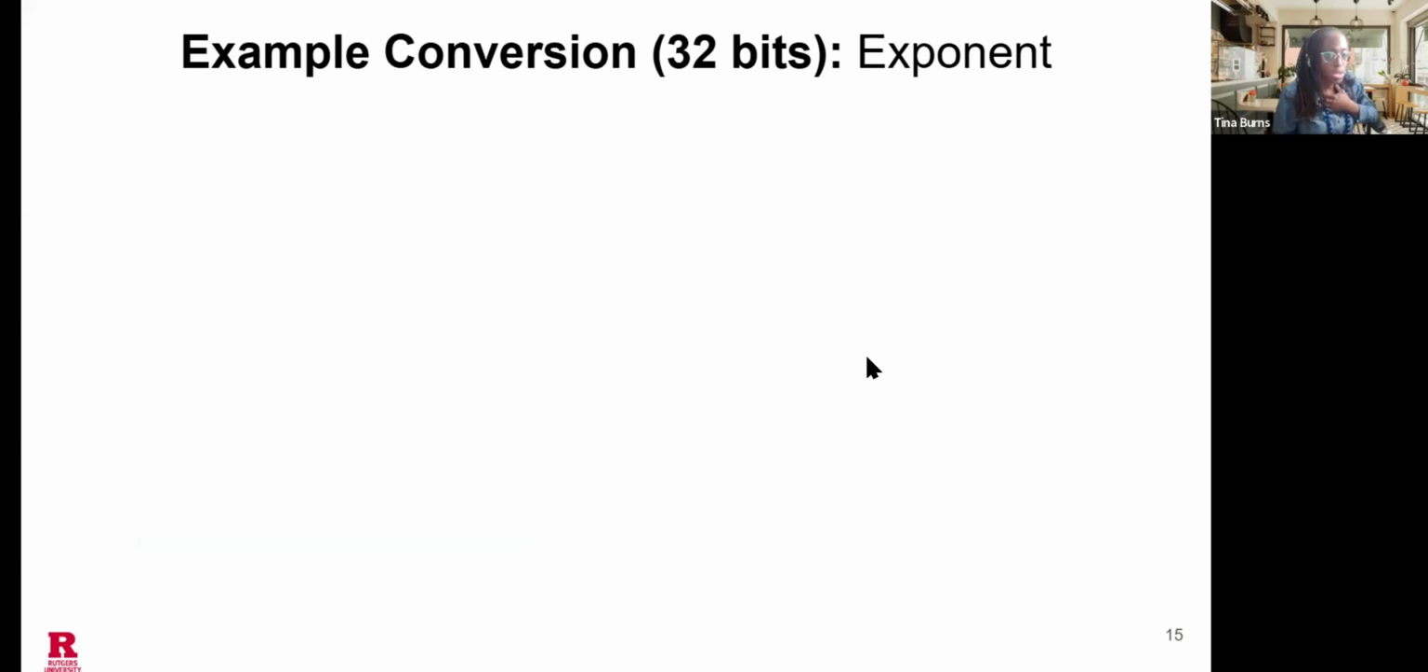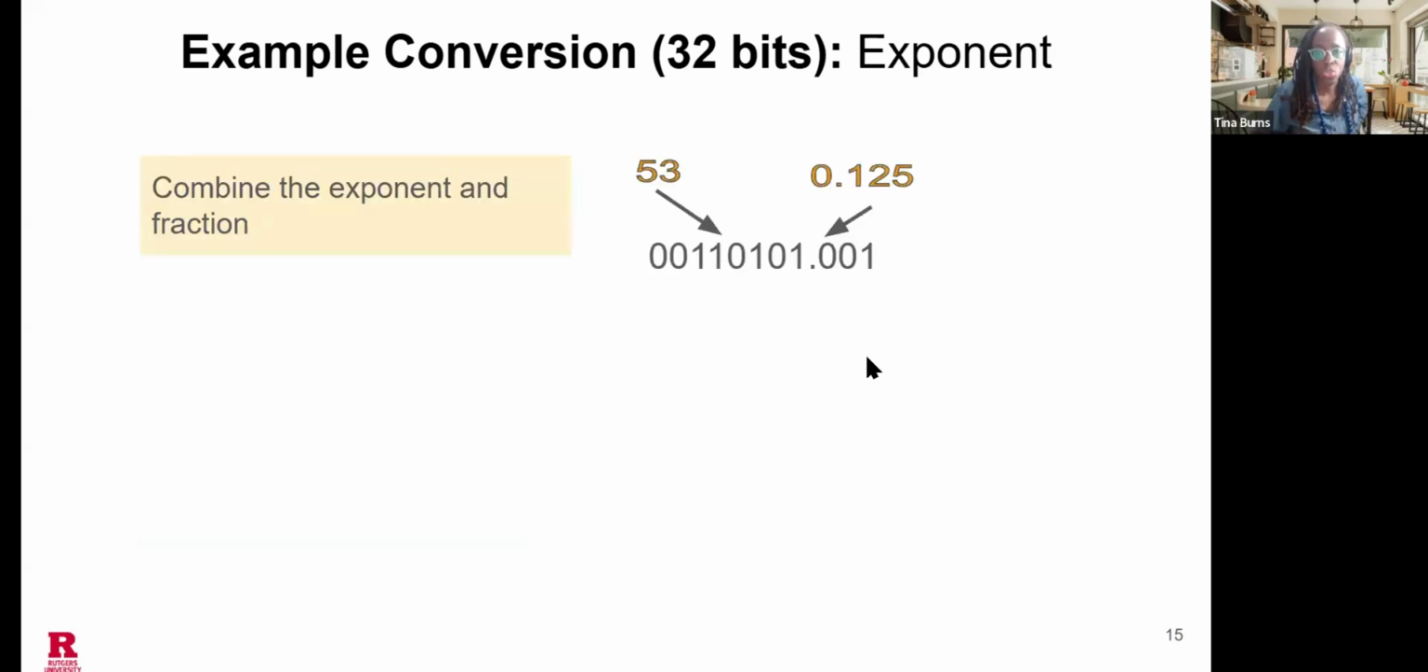Now, the next step we're going to do is let's go ahead and combine these two. Remember, our binary representation of 53 was this. We did that earlier. And then here's our binary representation of the decimal portion of that number. All right, so we're already on a great, phenomenal start.